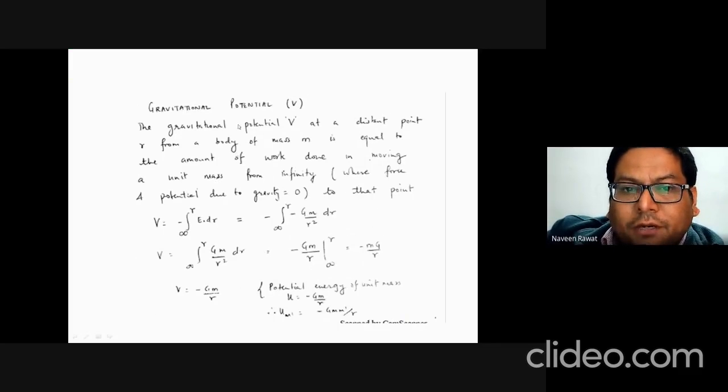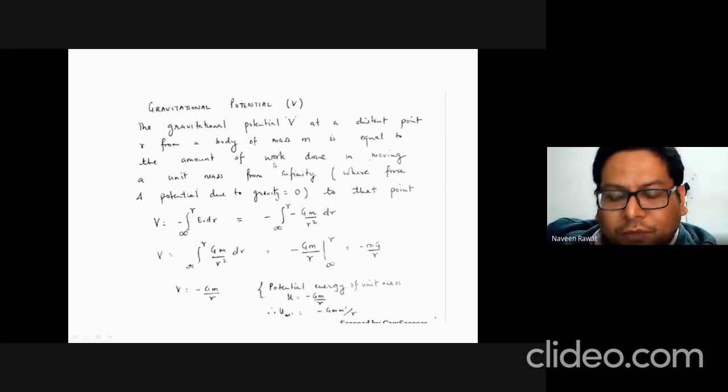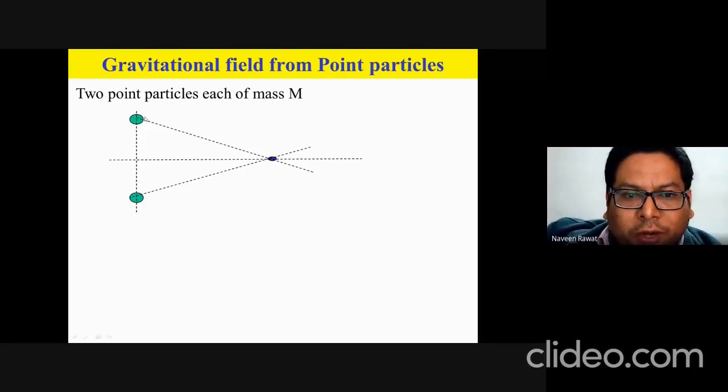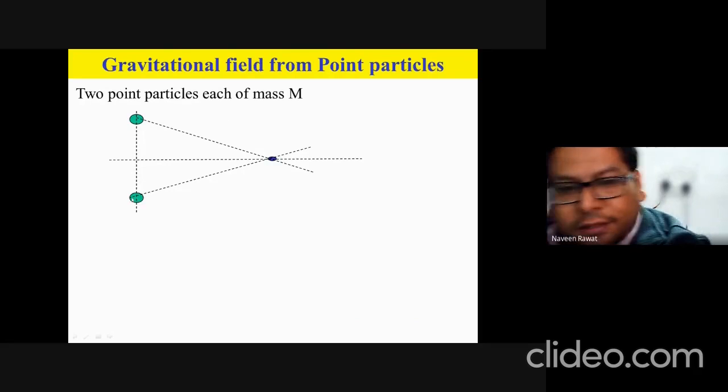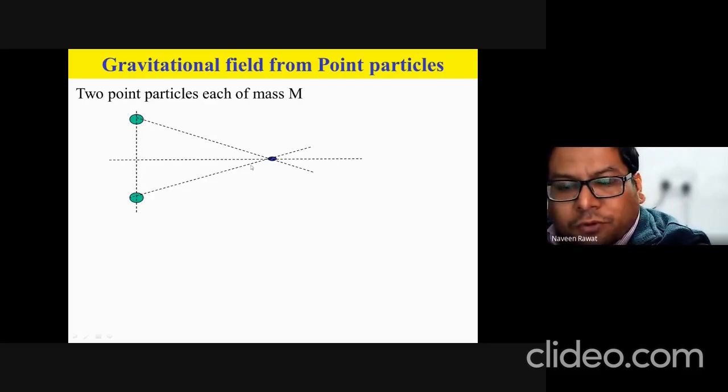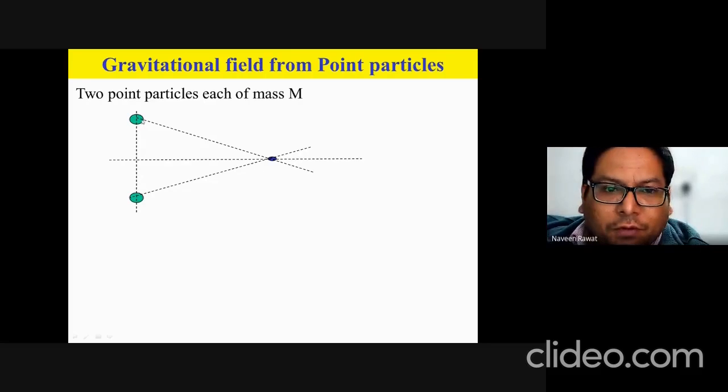Later on we'll also look at gravitational potential, but for now, just focus on the field, and let's look at what the field is for different cases. All right, let's take the first case. In this case we have 2 point particles, and these 2 point particles have a mass of m each. We want to find the gravitational field that will be created by these two particles at a certain point in space.